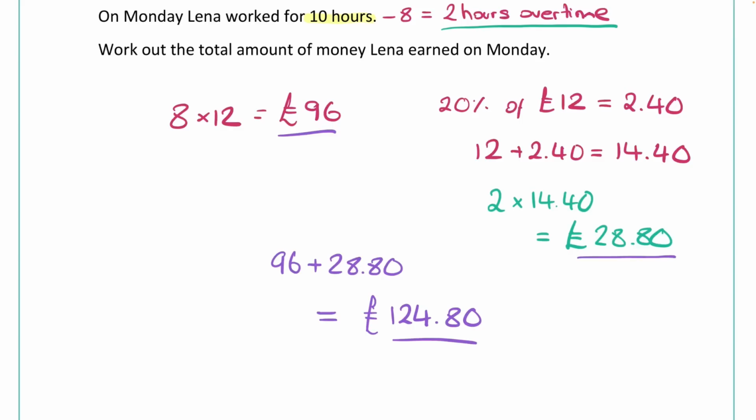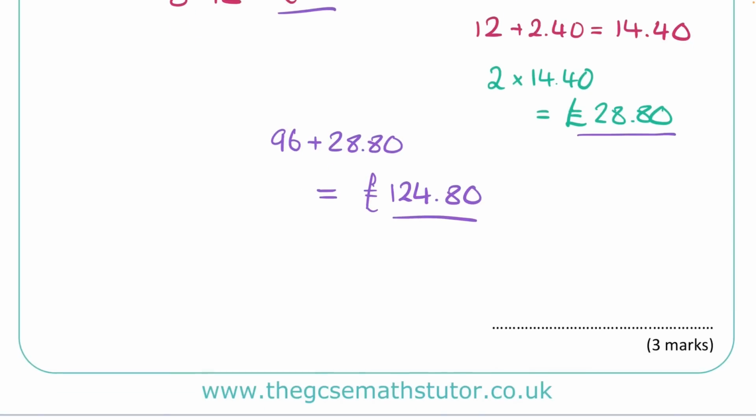Now that's not the only way that you could have done this. You could have just done 10 times 12 and then just worked out the overtime for those additional 2 hours and done 2 times £2.40 and added that on as well. So there are other ways of doing this, but that's a really nice logical way there. She's got £96 for the 8 hours and the additional £28.80 for those additional overtime hours. So the total amount of money that she earned was £124.80.